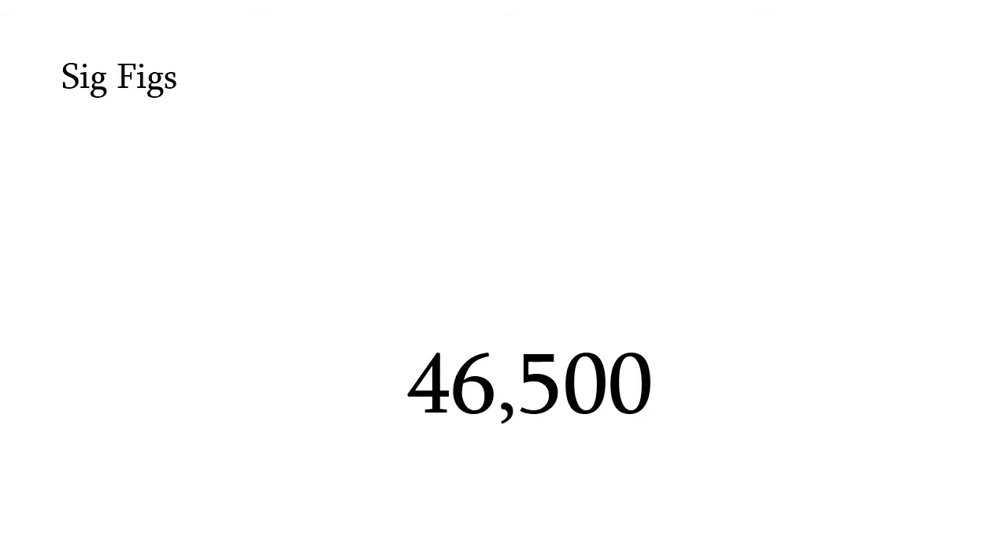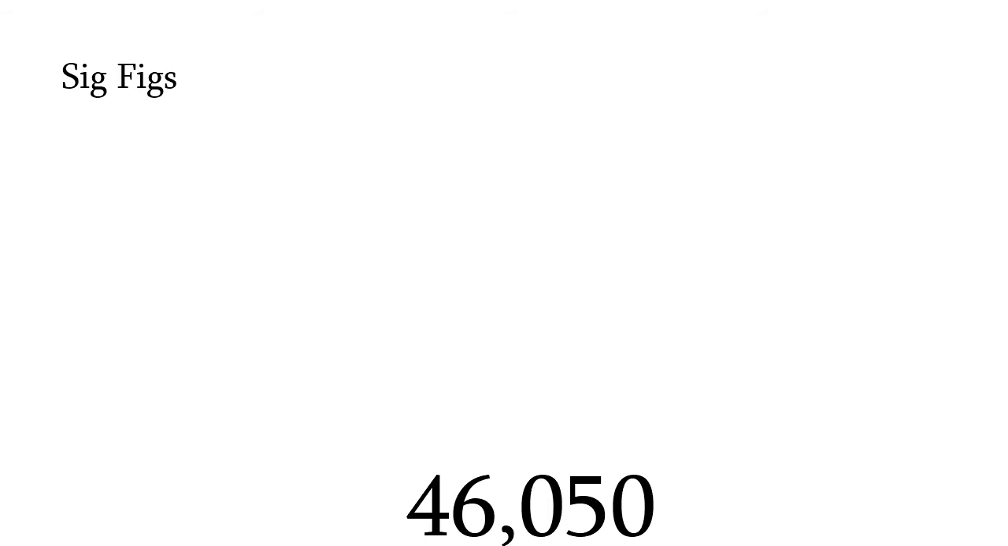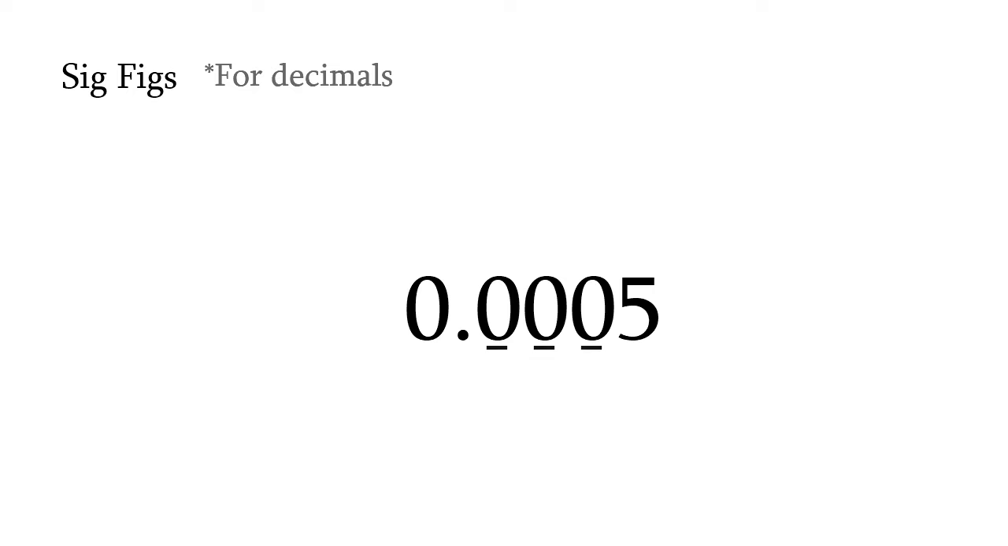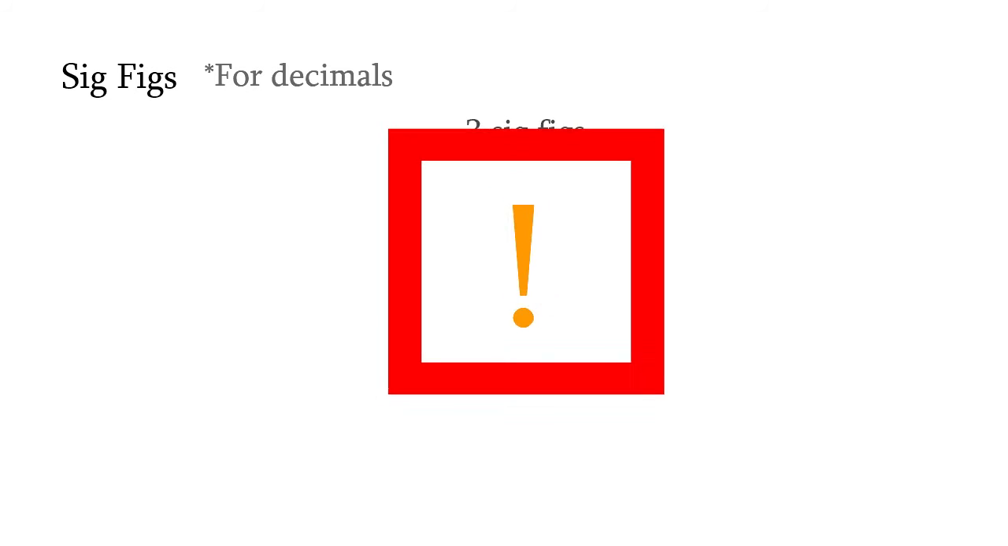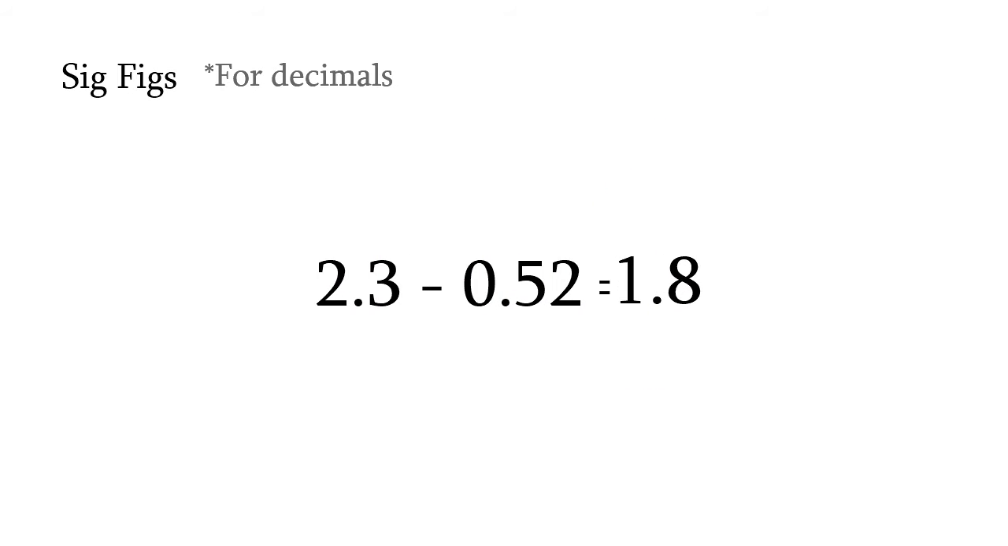There are some rules for sig figs, which include: 1. Non-zero digits are significant. These are digits that are anything except 0. 2. Zeros in between non-zero digits are significant. 3. Leading zeros are not significant, that is, zeros that come before the first non-zero digit. 4. Trailing zeros are significant. These are zeros that come after the last non-zero digit. And remember, when adding and subtracting with sig figs, use the fewest number of decimal places.